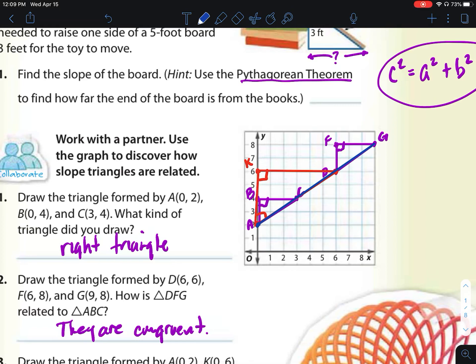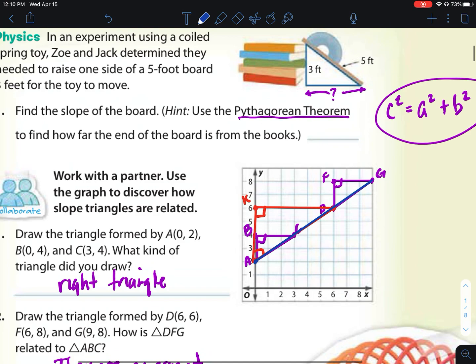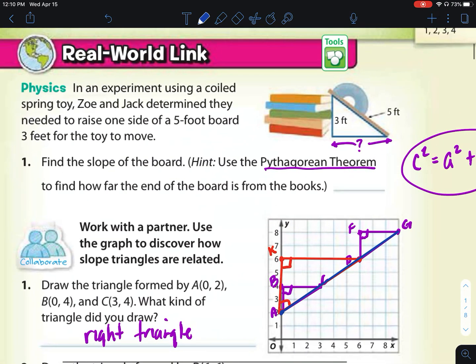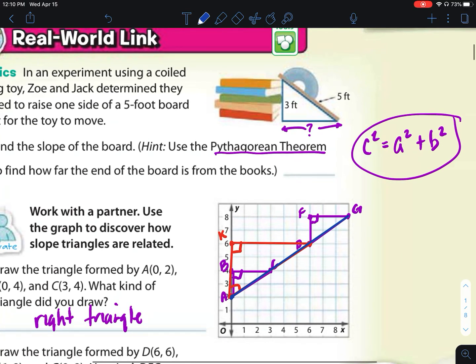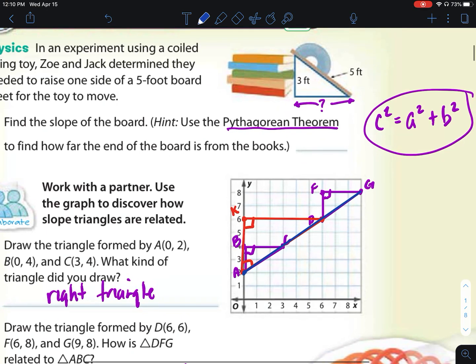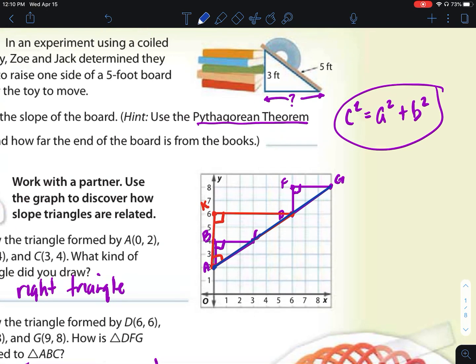Now how do we find the far end of the board from the books? If you go back to this problem, by using the Pythagorean theorem, our c here is 5, so that's 5 squared equals 3 squared plus b squared. We don't know what b is, so this is 25 equals 9 plus b squared.